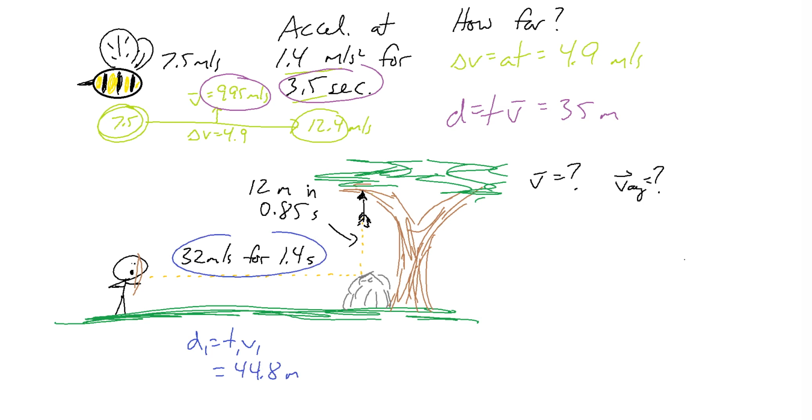Now for the second part, I've got distance and I've got time. I could solve for my average speed for the second part. So I'll use my second distance and my second time. I've got the 12, I'm going to divide that by 0.85, and I get around 14.1 meters per second. All right, so now I've solved for stuff for both.